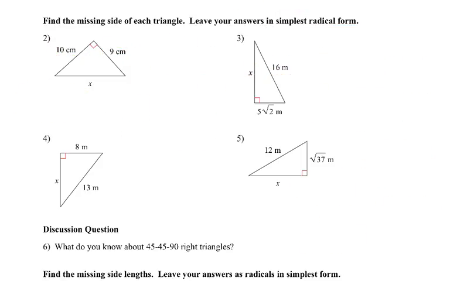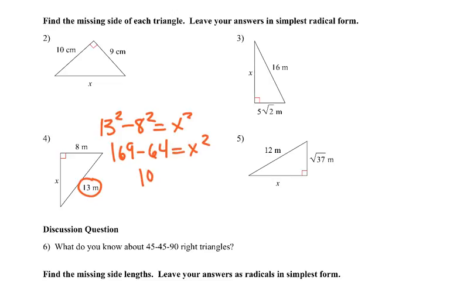Okay, number 4. Okay, we've got the hypotenuse, so I could rewrite it 13 squared minus 8 squared equals x squared, because that's essentially what we're doing. So 13 squared is 169, 8 squared is 64, equals x squared. Simplify that, we get 105 equals x squared. Take the square root of 105.